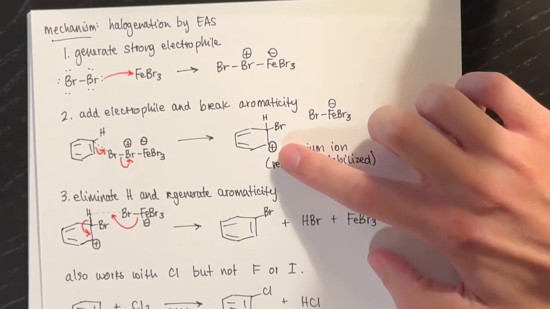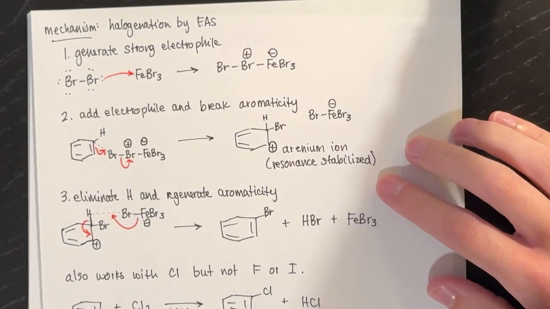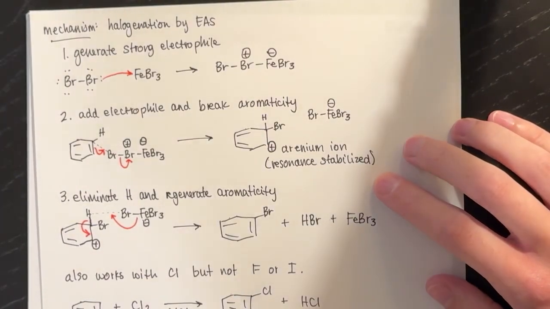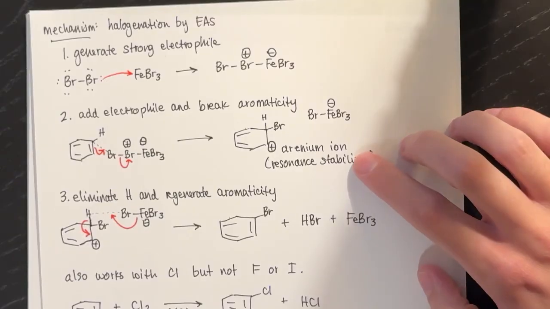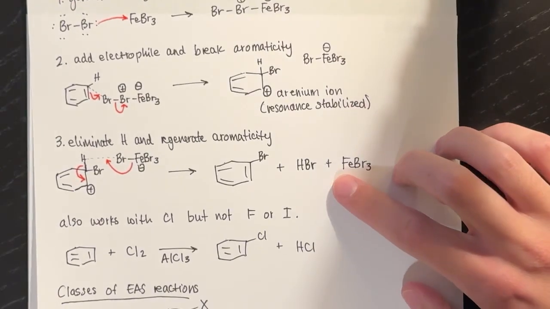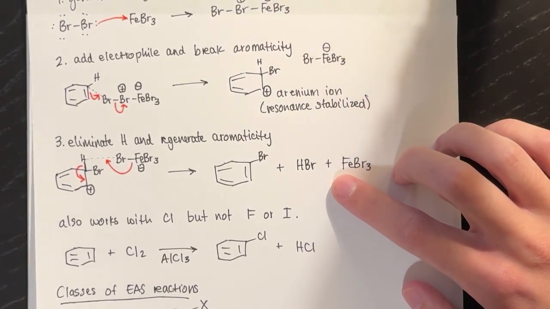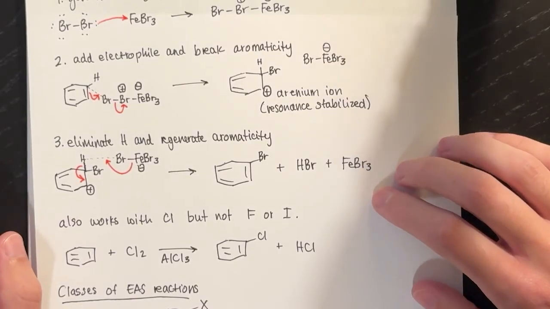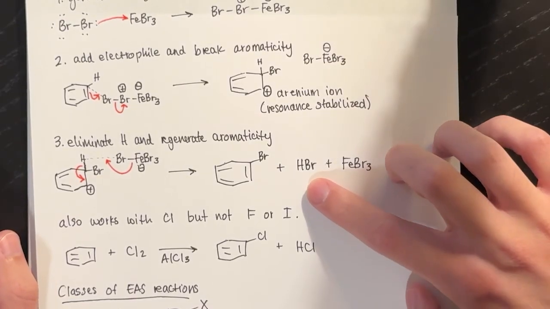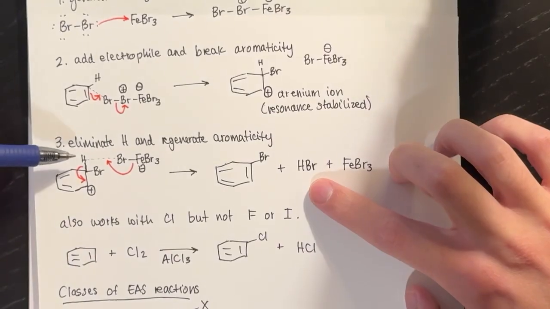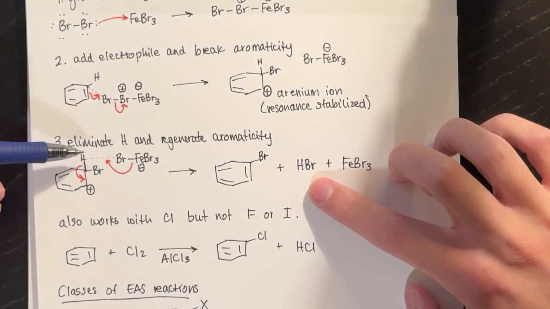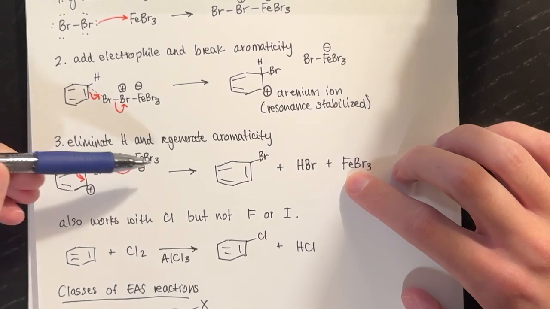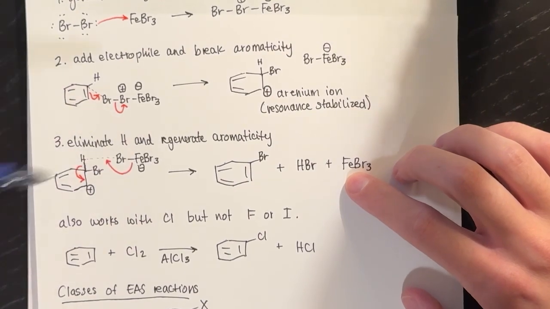So one exercise I would give you is try, if you can, and draw the resonance structures of that ion that make it more stable. And then the third and final step is we eliminate the hydrogen that's over here, and we regenerate aromaticity, and the side products from that are HBr from that hydrogen and that bromine, and FeBr3, iron(III) bromide. That's our catalyst there.